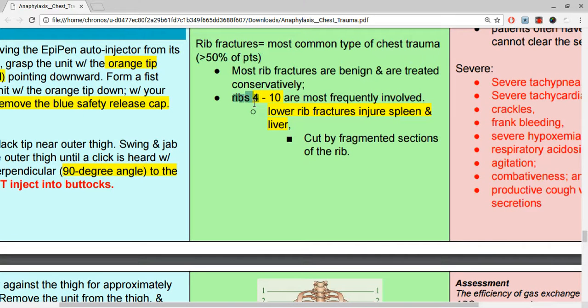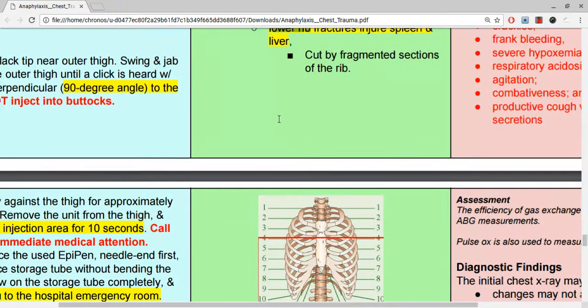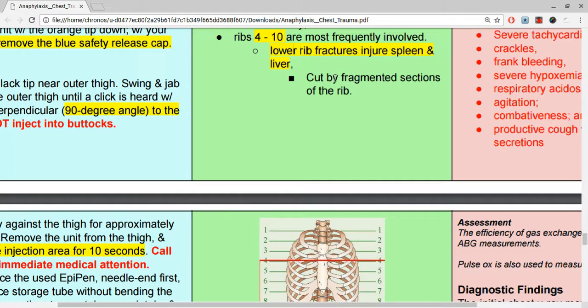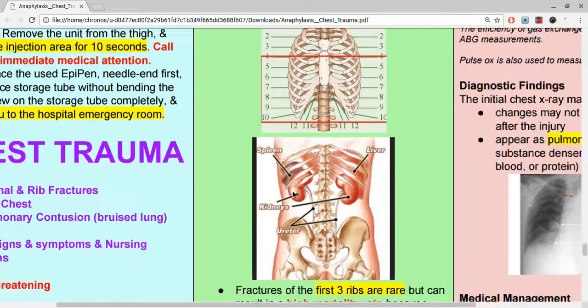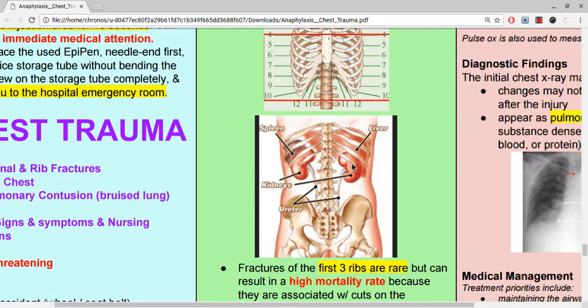Ribs 4 to 10 are most frequently involved, and the lower rib fractures commonly injure the spleen and the liver. And basically, they're injured because they're being cut by fragmented sections of the rib. See, here's ribs 4 through 10, and here's where the spleen and liver are, and they're in the lower ribs. So if these lower ribs get broken, they're most likely going to nick or scratch or cut your spleen or your liver.